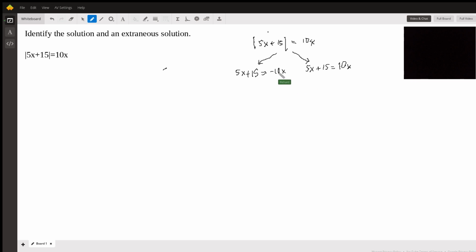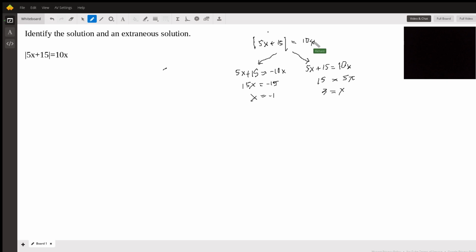So I'm going to bring that negative 10x over here. We're going to get 15x equals negative 15, and then x is going to be equal to negative 1. Now we'll solve this side. I'll bring over the 5x, so it's going to be 5x equals 15. And so 15 divided by 5 is 3. So there we go.